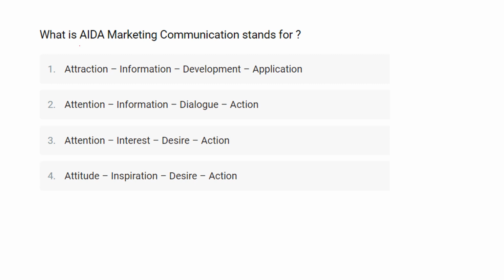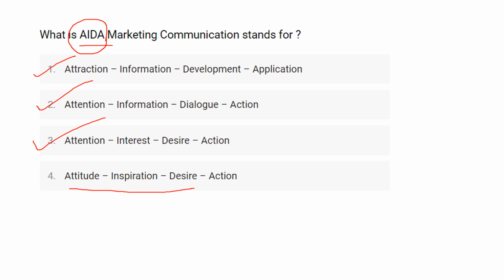What does AIDA in marketing communication stand for? So here in this question they ask you the full form of AIDA, for which the first option is attraction, information, development, application. Second one is attention, information, dialogue, action. Fourth one is attention, interest, desire and action. And the last one is attitude, inspiration, desire, action.